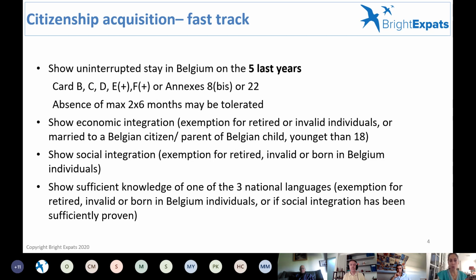Another requirement would be to show that you master one of the 3 national languages sufficiently. You all know that the 3 national languages are French, Dutch, and German. And again, individuals that are retired or invalid at the moment of the application will be exempted. Also, individuals that were born in Belgium will be exempted from that condition. Or if your proof of social integration is strong enough.